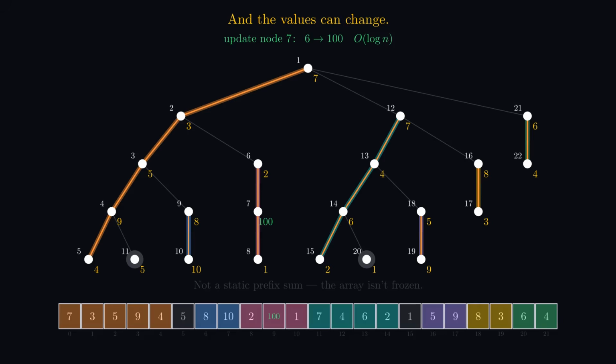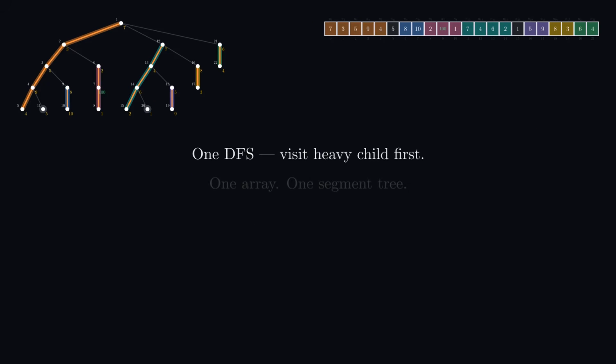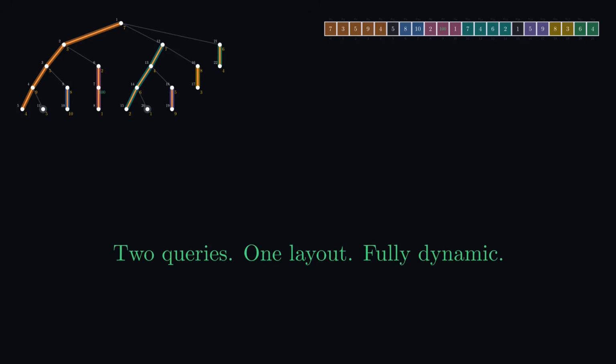That's the reason a segment tree, not a static prefix sum: the array isn't frozen. One DFS, ordered by subtree size. One array, one segment tree. Paths in log squared, subtrees and updates in log. 2 queries, 1 layout, fully dynamic.